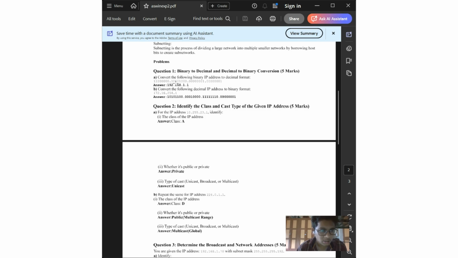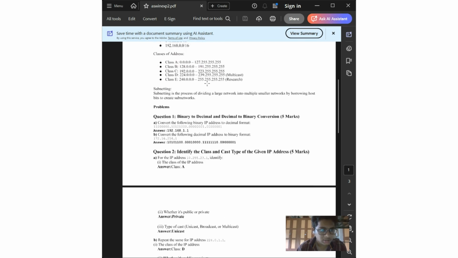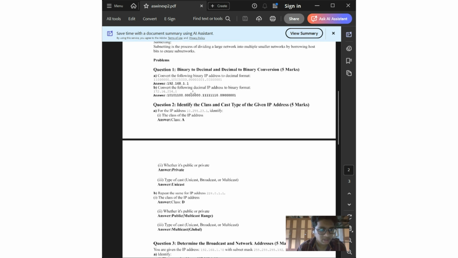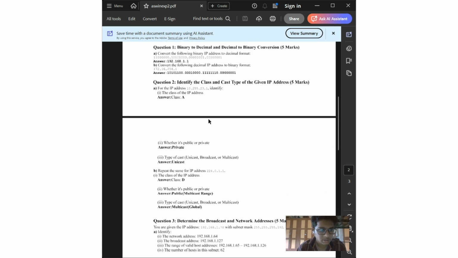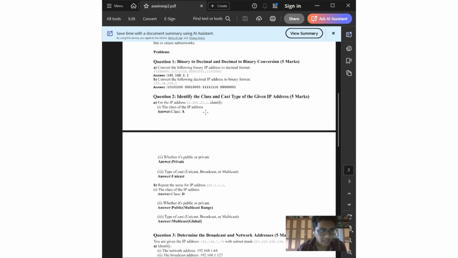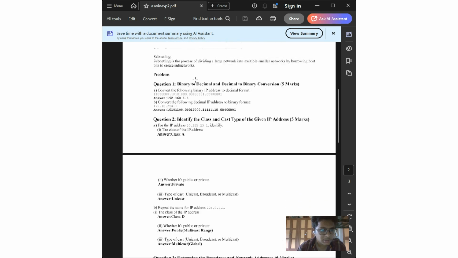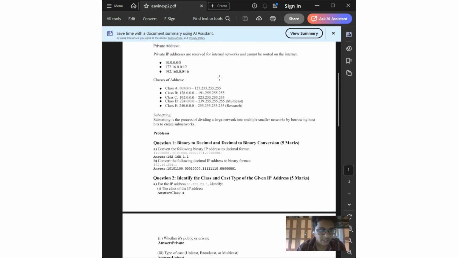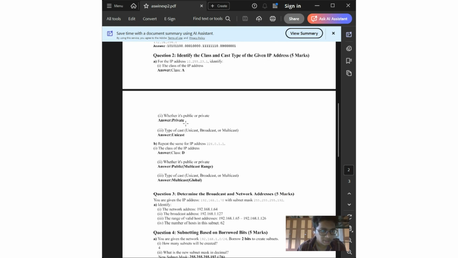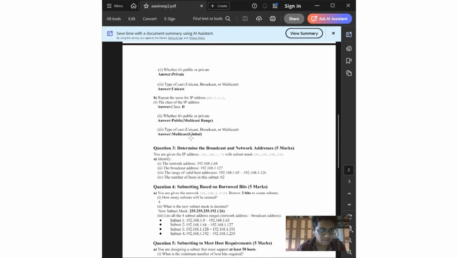We should identify the class, and whether the address is public or private. Please identify the class, cast type, and whether it is public or private for the given IP address. For the IP address 10.255.23.1, it's a Class A because it comes under the first range, 0 to 127. Next, whether public or private: it's private. The type of cast is unicast.